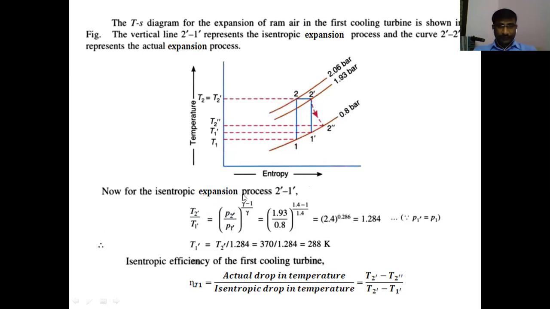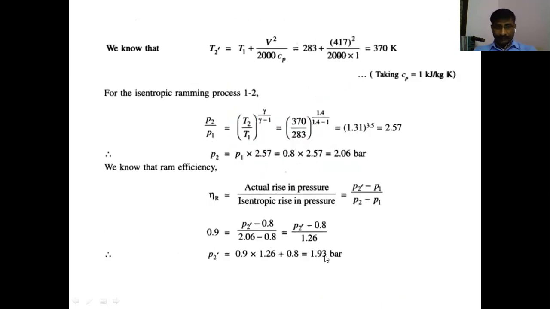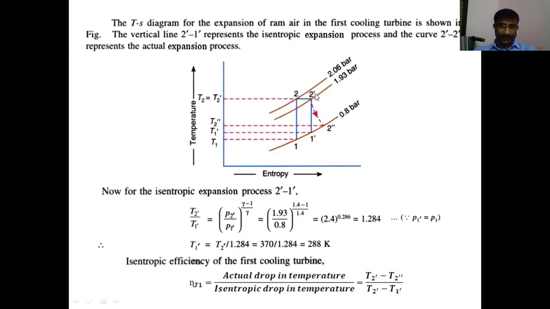Now, for the isentropic expansion process 2 dash to 1 dash, T2 dash by T1 dash is equal to P2 dash by P1 dash whole power gamma minus 1 by gamma. P2 dash is the pressure after actual compression in the ramming action. During the ramming action, 1.93 was calculated earlier. 1.93 is the pressure. And P1 dash is the pressure after expansion in the cooling turbine, 0.8 bar. This is equal to ambient pressure. So upon substitution of the pressure and gamma value, we will get the ratio across the first cooling turbine as 1.284. This is the ratio of temperature across the first cooling turbine.